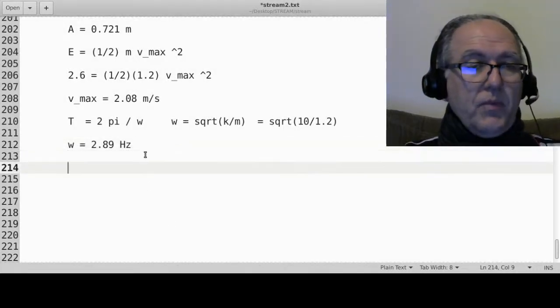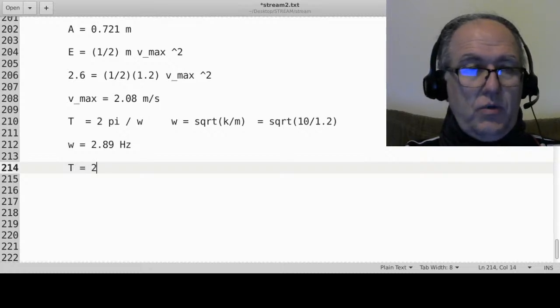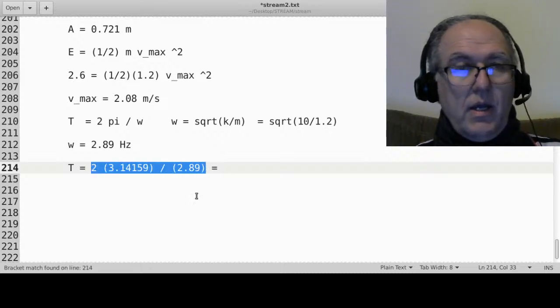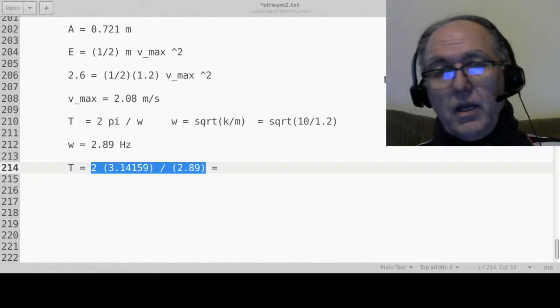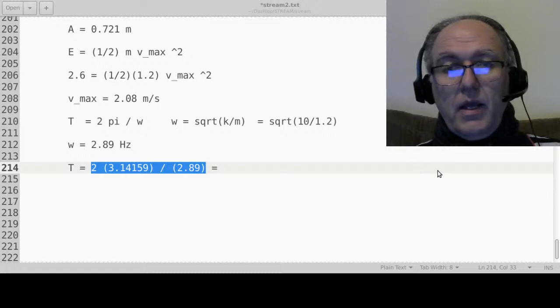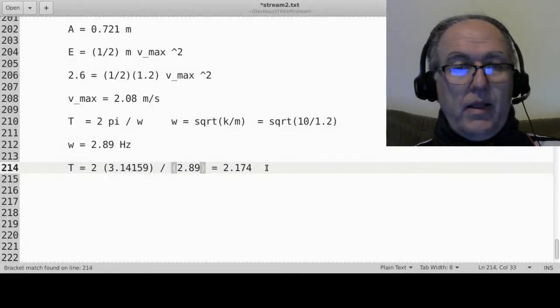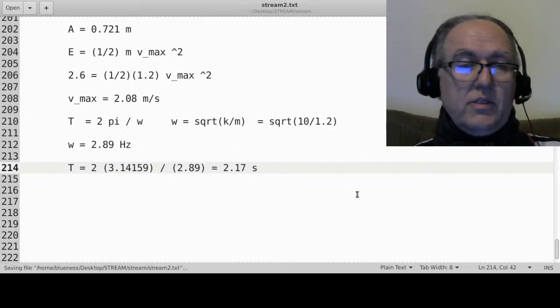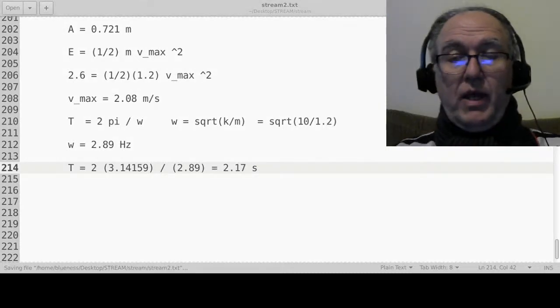Okay, so now T is going to equal 2 pi, and pi is 3.14159, more digits than we need, but good enough, divided by 2.89 like that. And let's see what this works out to. All right, there we go. That's too many digits, so we'll just round it off to that. So 2.17 seconds.